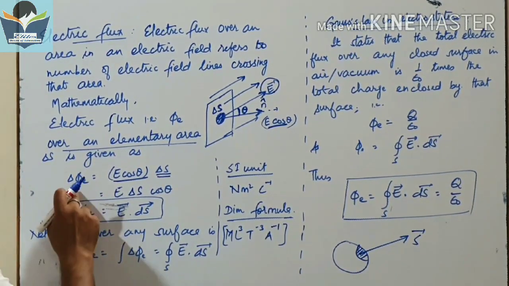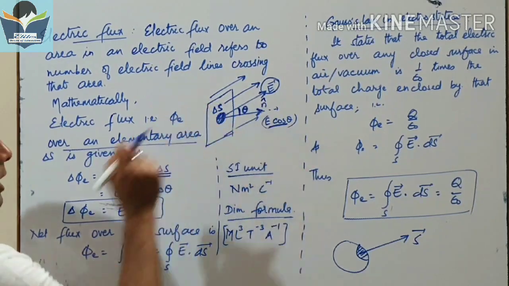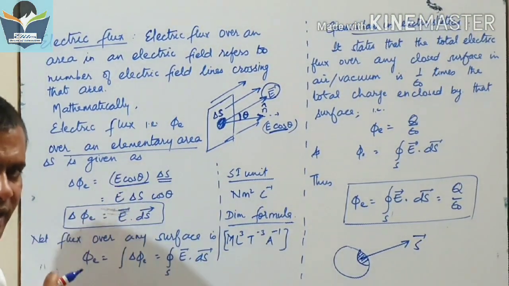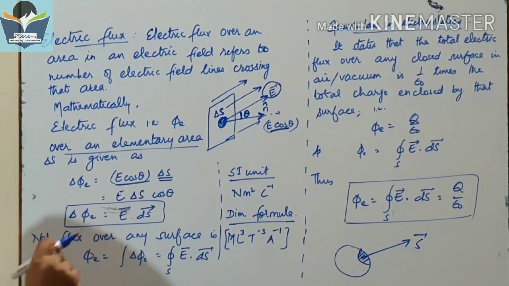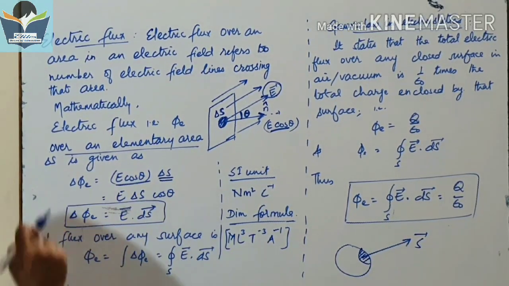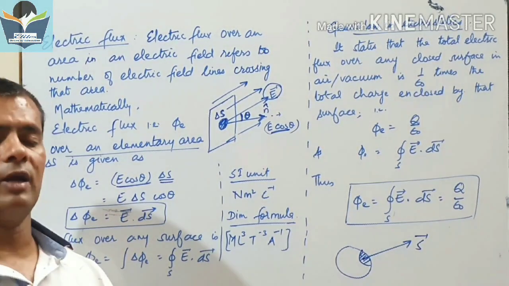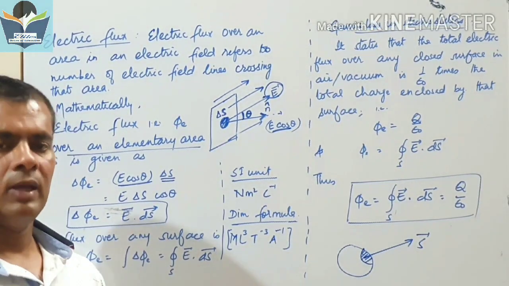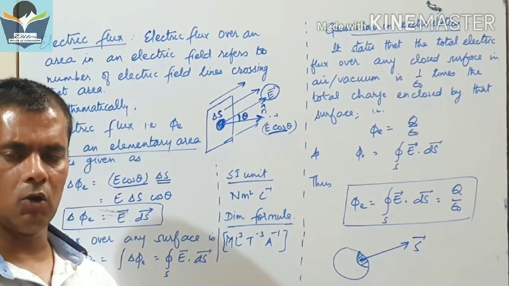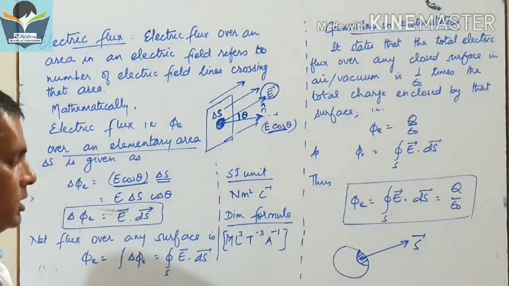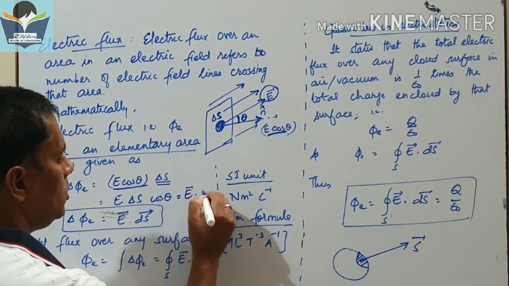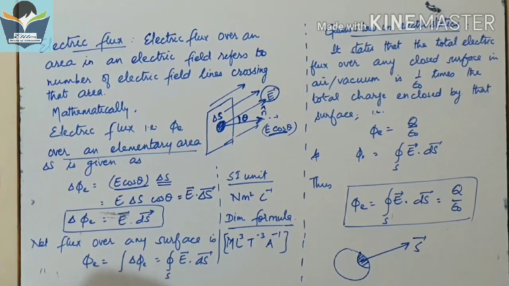I repeat, the electric flux through this area element will be the product of the field component along the direction of area vector and the area itself. E cos theta into delta S, or E delta S cos theta. Now we just discussed, or we assumed, that area is a vector quantity, and we know that electric field is a vector quantity. So both are vectors, and theta is the angle between them. So this can be taken as vector E dot delta S.